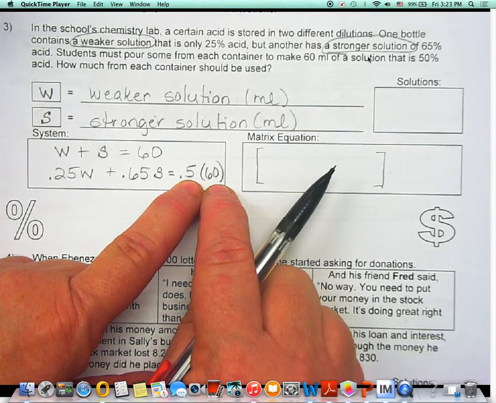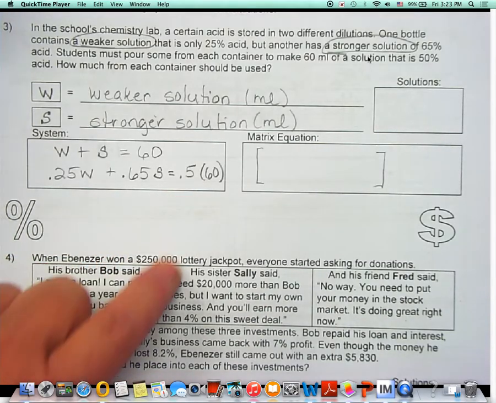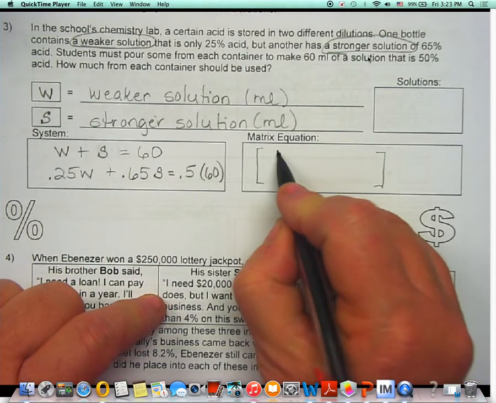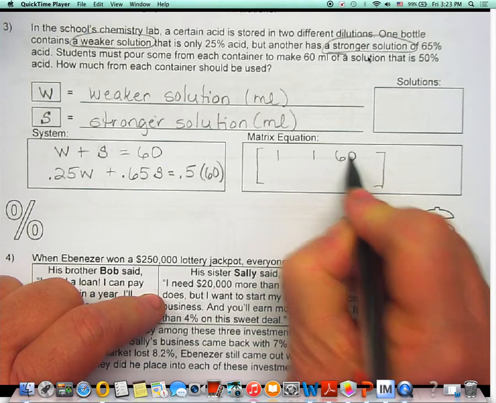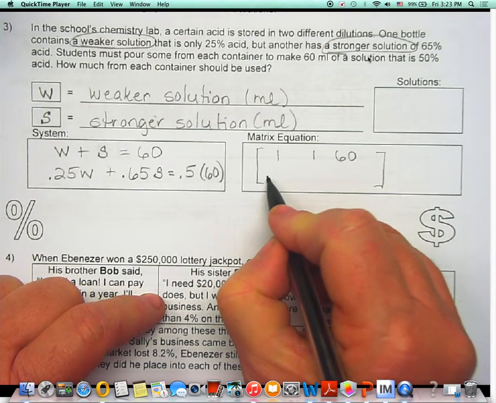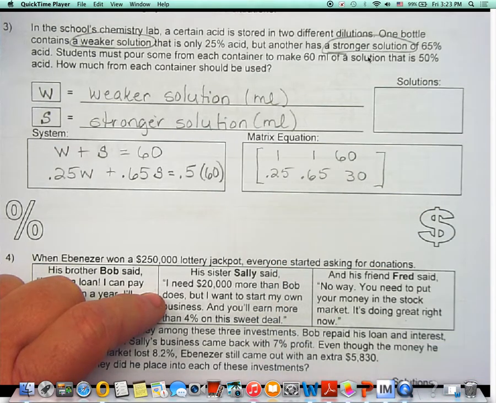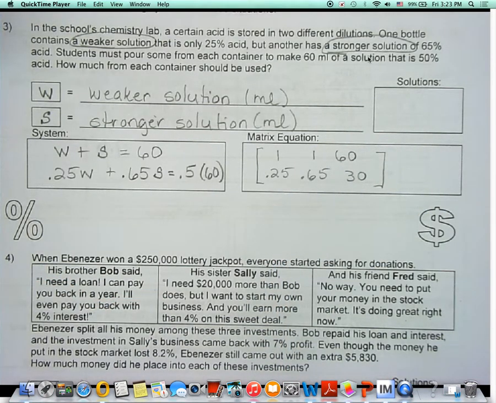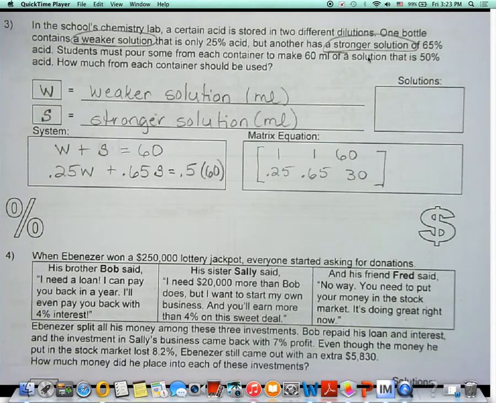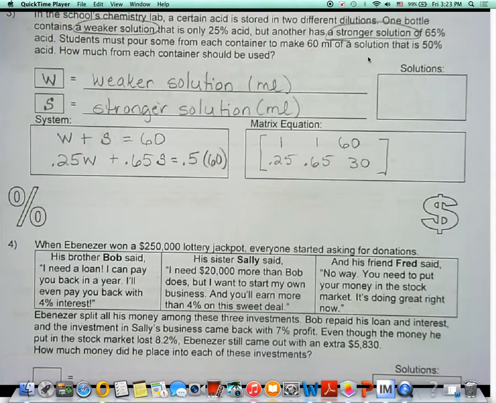I got you. Do you want us to solve it before we put it in? You can do either one. But what is 0.5 times 60? Anybody get that? 30. So we'll go ahead and put 30 here. But you could put it as 0.5 parentheses 60 in your matrix. Since we're already there, if you want to solve it, you can.